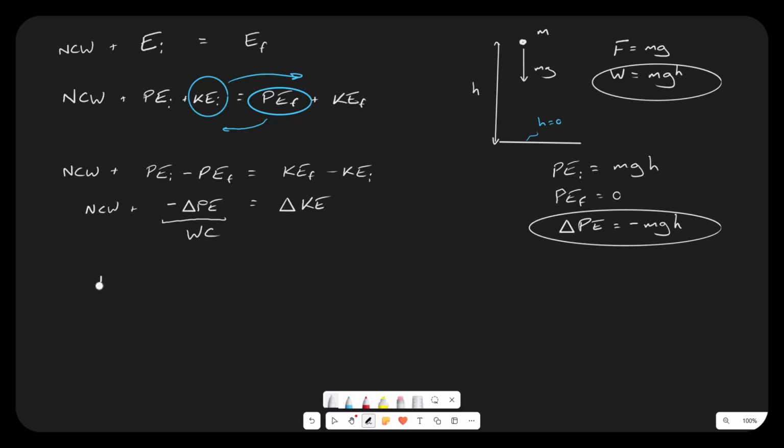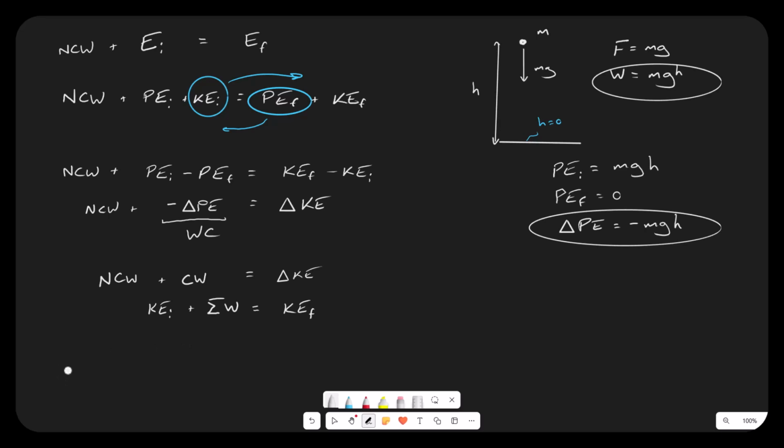So then what this looks like is a broader definition. I have non-conservative work plus conservative work equals my change in kinetic energy, and that is my work-kinetic energy theorem. The initial kinetic energy of my system plus all the total work done by every force is equal to the final kinetic energy of my system.